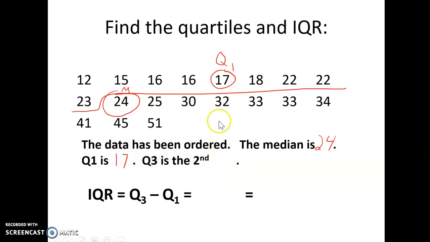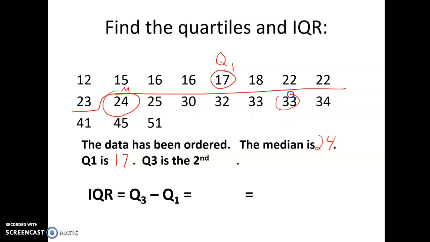Third quartile, you need to find the upper half of the data. So 1, 2, 3, 4, 5, 6, 7, 8, 9. 9 numbers. So halfway in between them is the 5th number. 1, 2, 3, 4, 5.